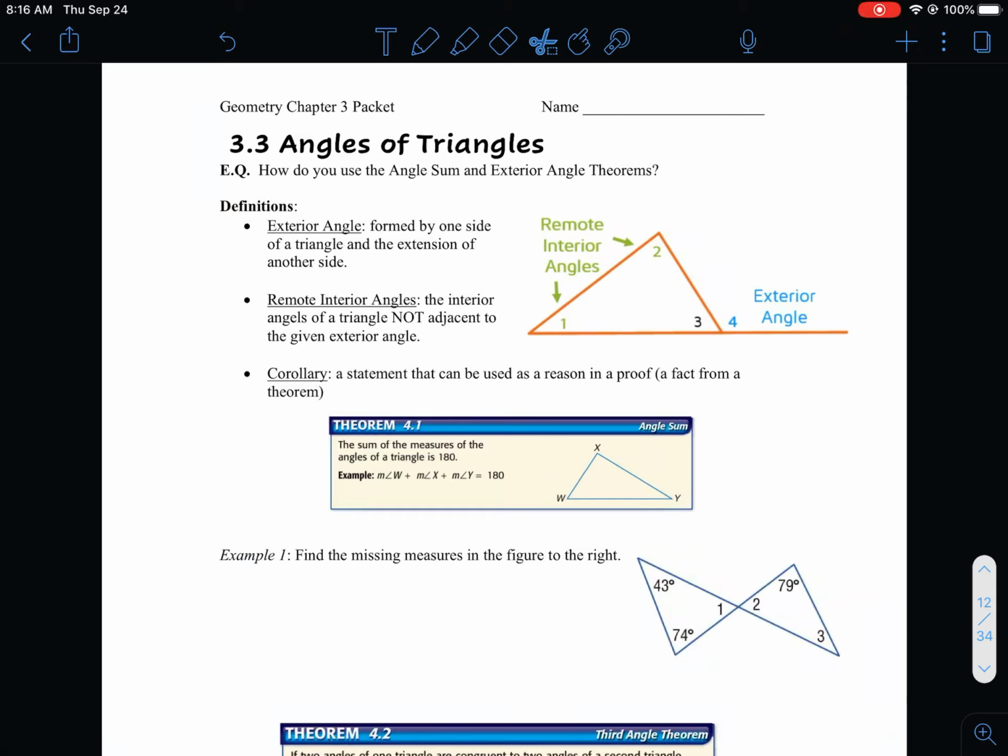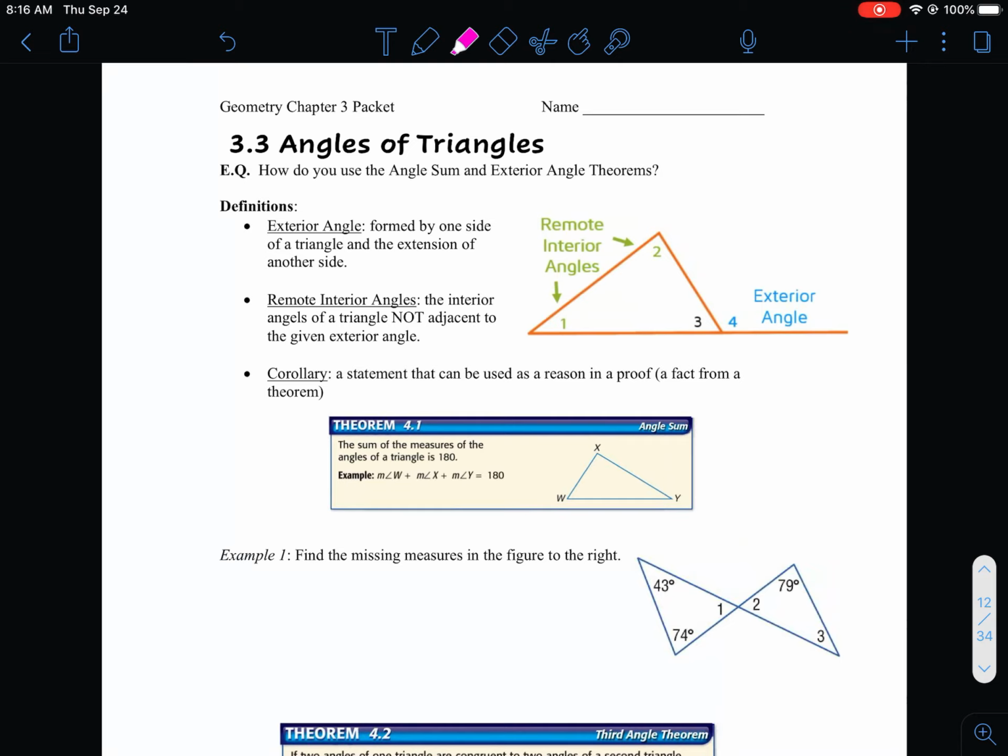Section 3.3 is talking about various angles in triangles. More specifically, we're going to look at the angle sum theorem today, or the triangle sum theorem, and the exterior angle theorem. So an exterior angle is an angle that's formed by one side of a triangle and the extension of the other side.